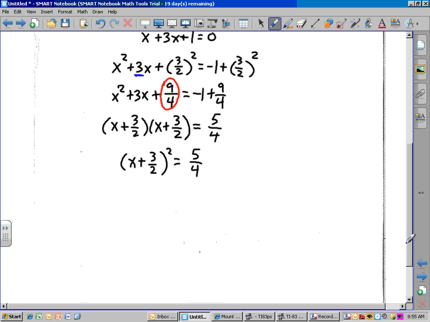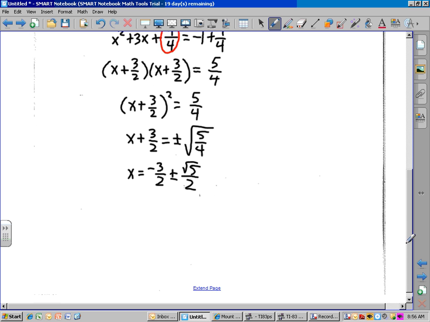And we can now solve that by square rooting both sides. So x plus 3/2 equals plus or minus the square root of 5/4. Getting x by itself, we'll subtract the 3/2 and then take the square root of the top over the square root of the bottom, which gives us our solutions. We have 2 of them. x equals -3/2 plus the square root of 5 over 2, and x equals -3/2 minus the square root of 5 over 2.